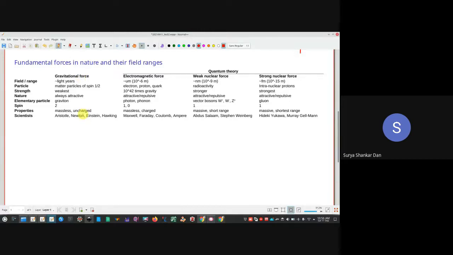All right. Now, second in line to gravitational force was the electromagnetic force. Notice the range of this electromagnetic force or the field is in the micrometer.